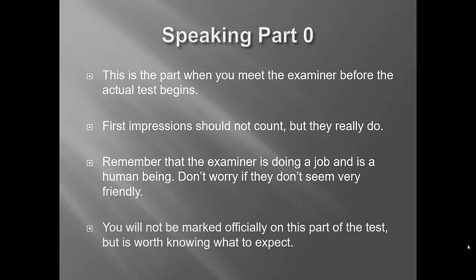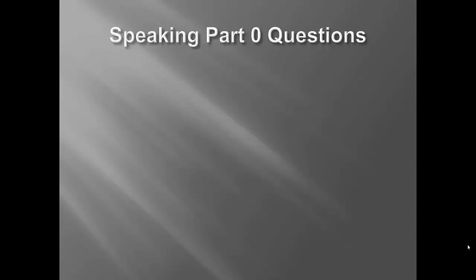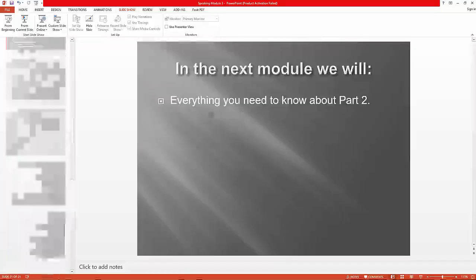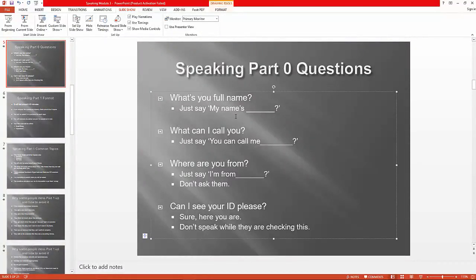You will not be marked officially on this part of the test, but it is worth knowing what to expect. So what can you expect in part 0? Part 0 questions, there are 4 questions. First question, what's your full name? Okay, so I've made a mistake there. They won't ask you what's your full name, they'll ask you what's your full name. So let's just correct that.